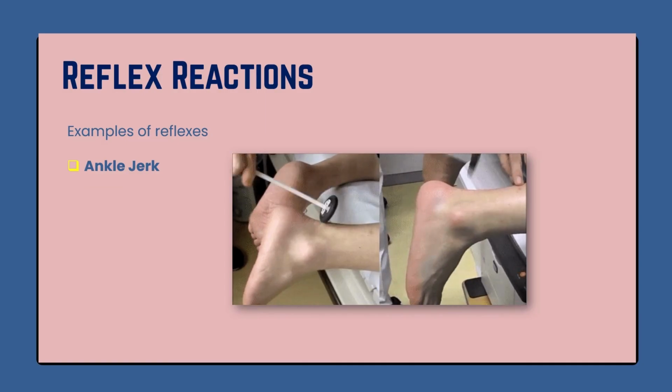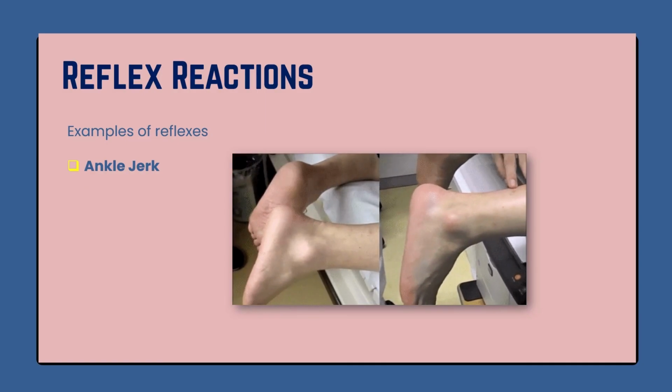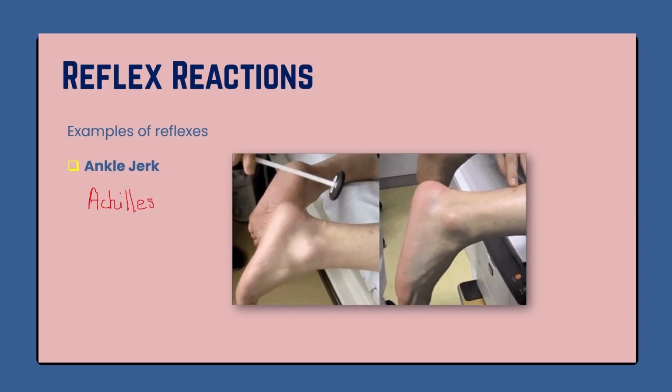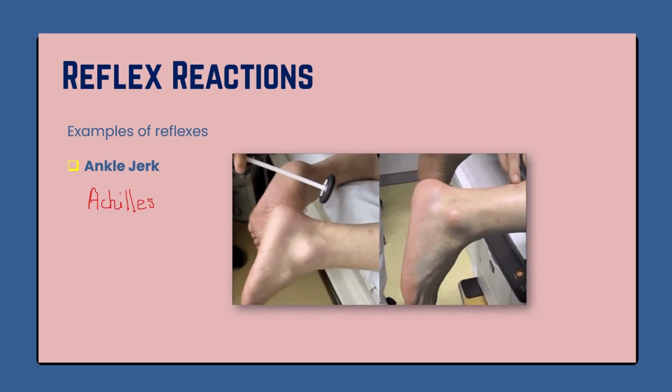Next we have ankle jerk reflex. This is also called Achilles reflex. Have you guys heard about Achilles? Achilles was a hero of the Greek epic Iliad, written by Homer. He was a hero of the Trojan War. You might have heard about Trojan viruses, but this is Trojan War.